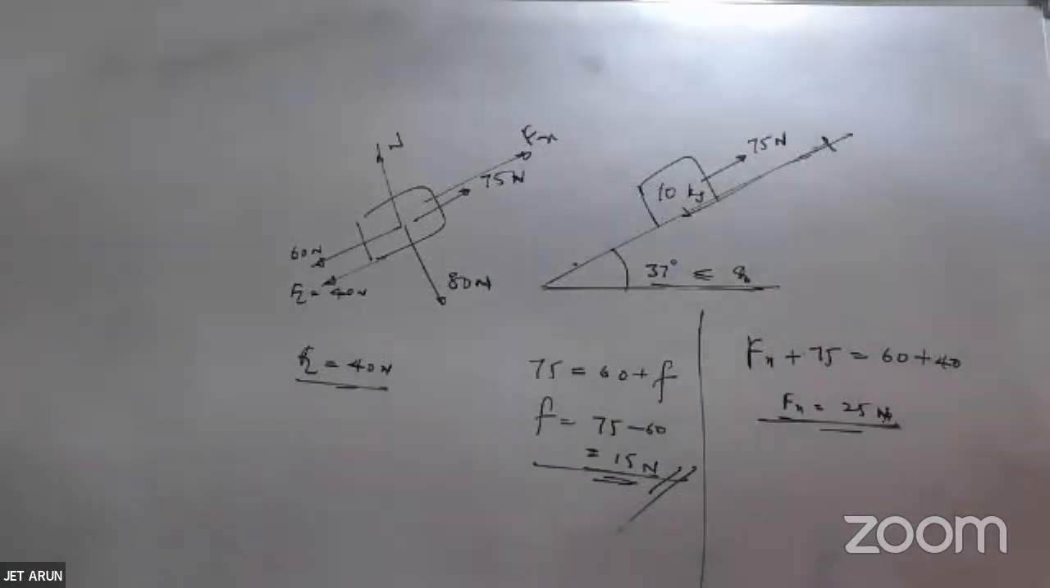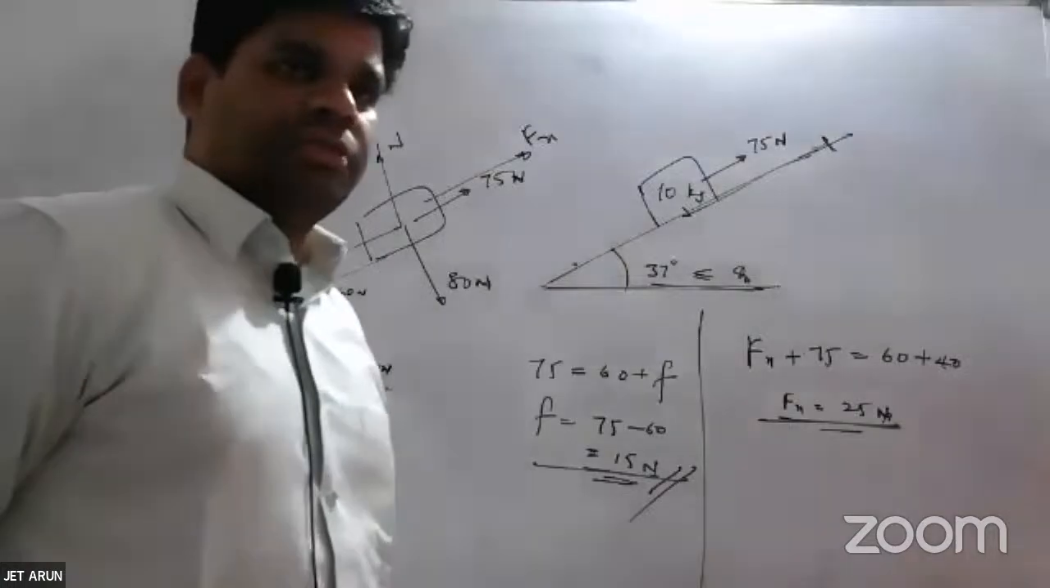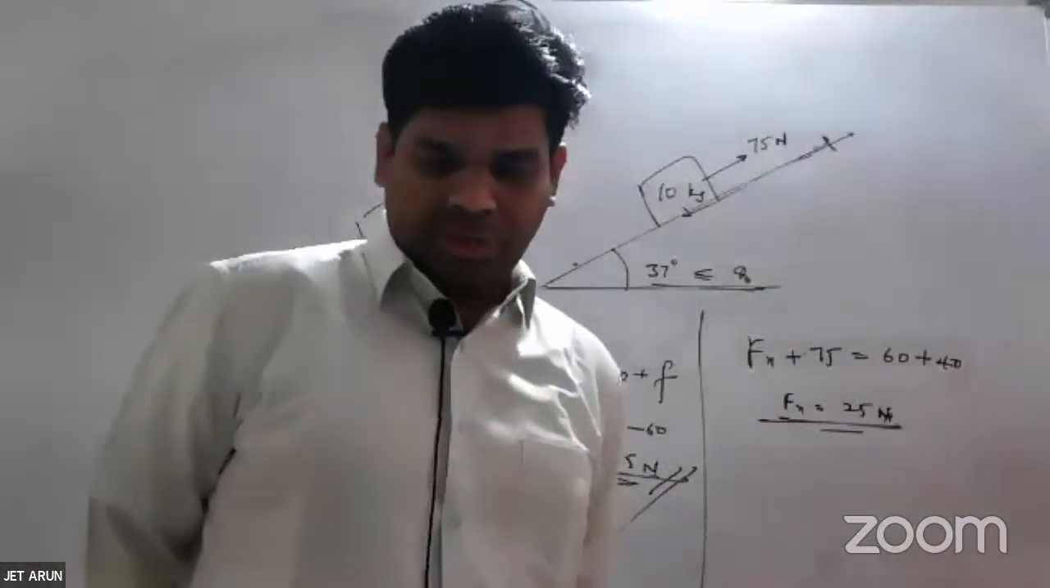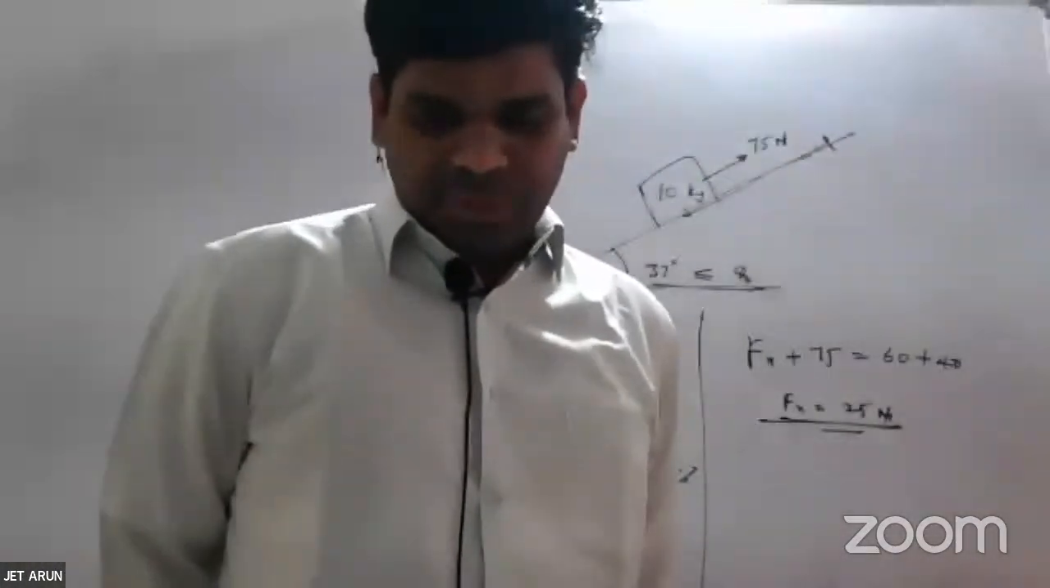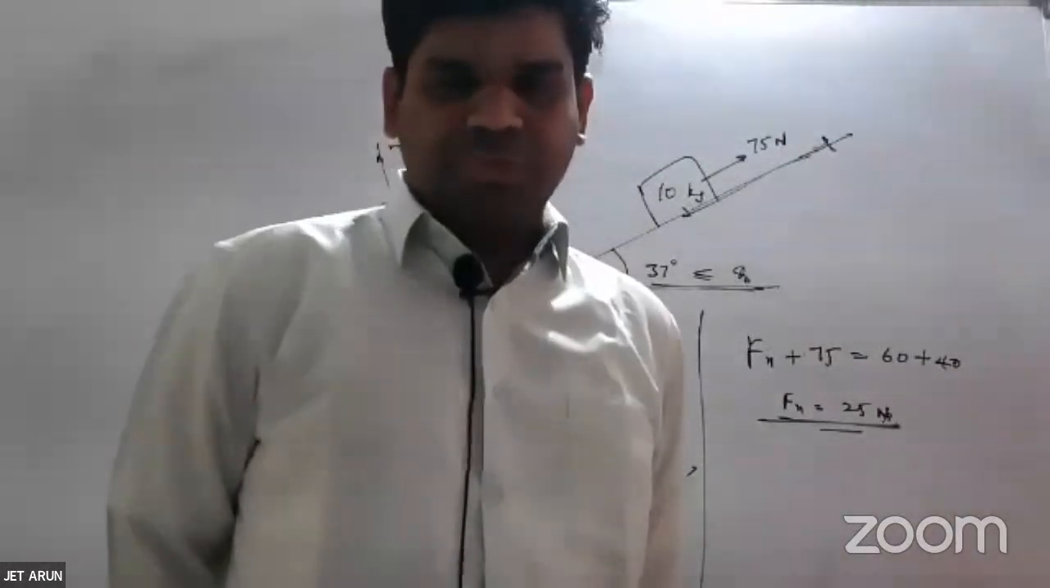Now look at the third part of the question. He says find the minimum force such that the block does not move at all. Find the minimum force that can replace 75 newtons so that the block does not move.